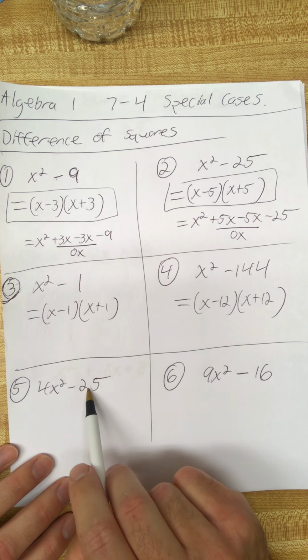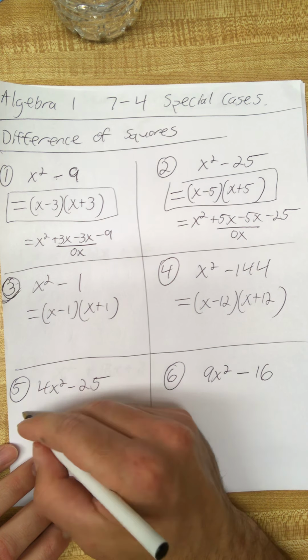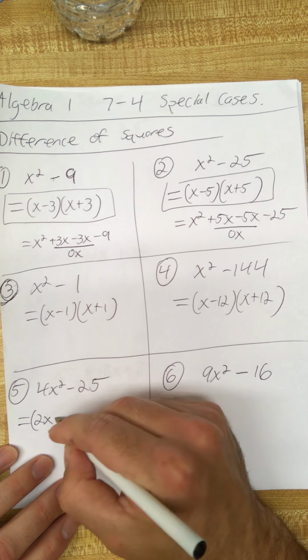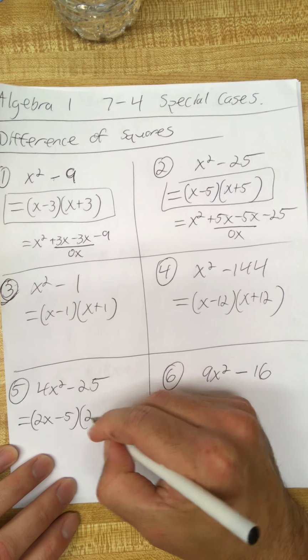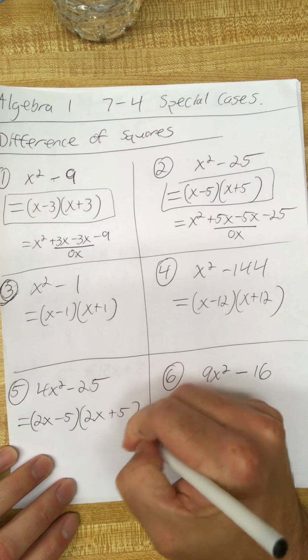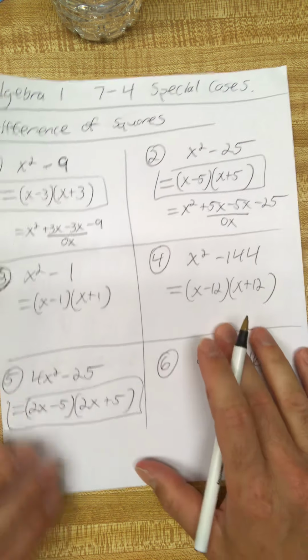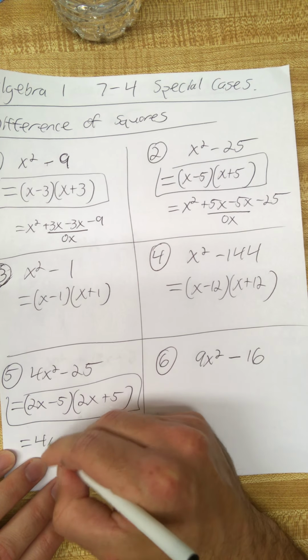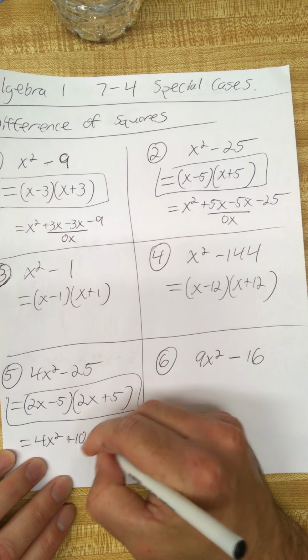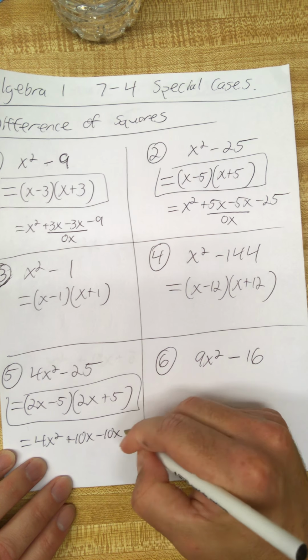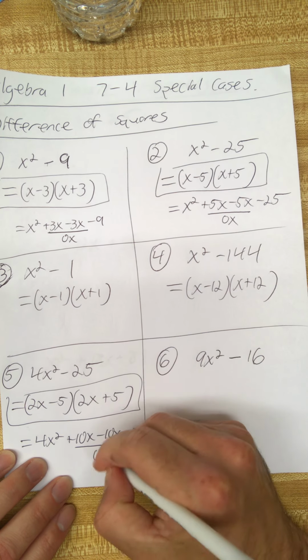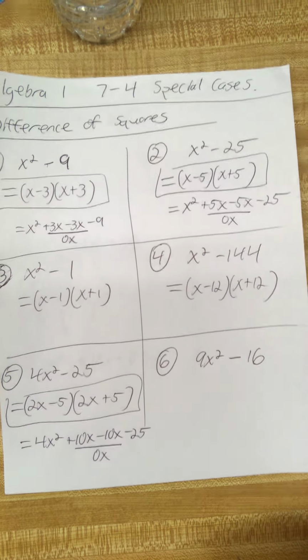You have 4x squared minus 25. Square root of 4 is 2. We're going to factor this into 2x minus 5 times 2x plus 5. That's your final answer there. Again, if you multiply that out, you're going to get 4x squared plus 10x minus 10x minus 25. Right there's your 0x, okay?